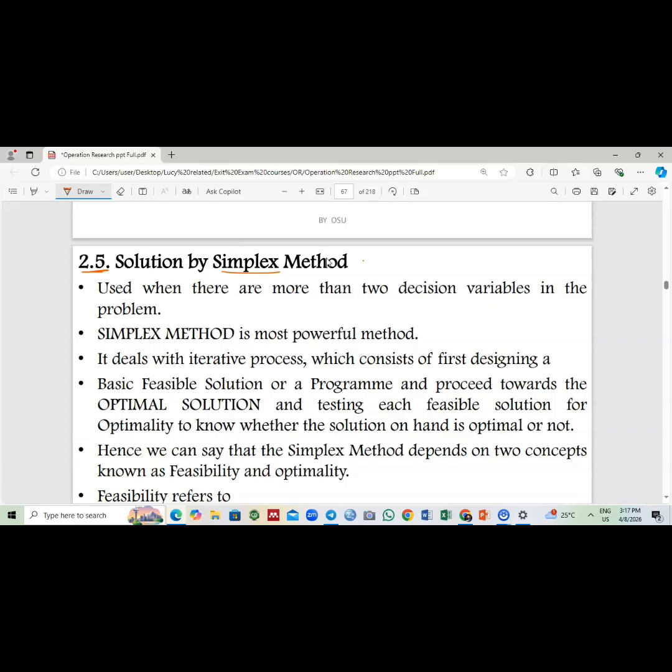So we will look at how the simplex method helps us solve an optimization problem, and what separates it from the graphical method of linear programming solution. This simplex method is used when there are more than 2 decision variables. Especially the graphical method, we use mostly when a problem has 2 or fewer decision variables.